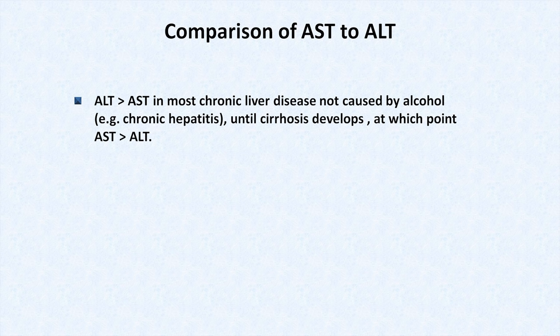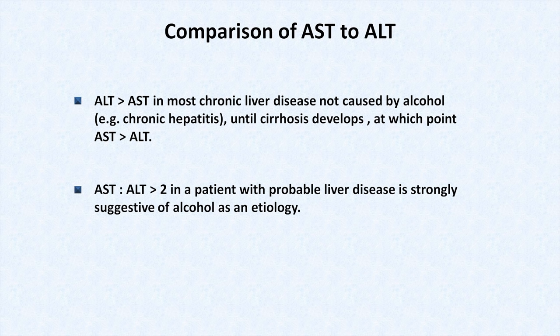I don't know of a specific study in which relative increases in AST versus ALT are used to screen for when a patient with chronic hepatitis has developed cirrhosis, but to me it seems to be potentially something to look for. An AST to ALT ratio above 2 in a patient with probable liver disease is strongly suggestive of alcohol as an etiology. The explanation as to why this happens is a little complex and beyond the scope of this video.